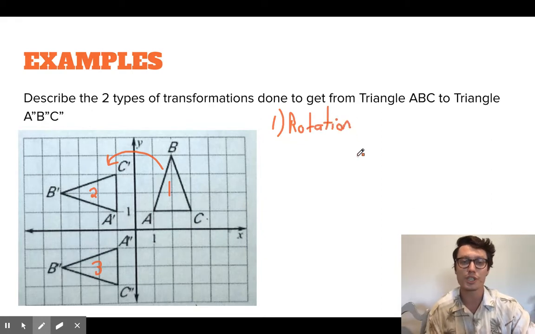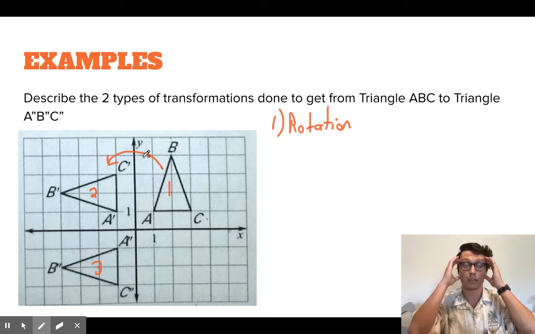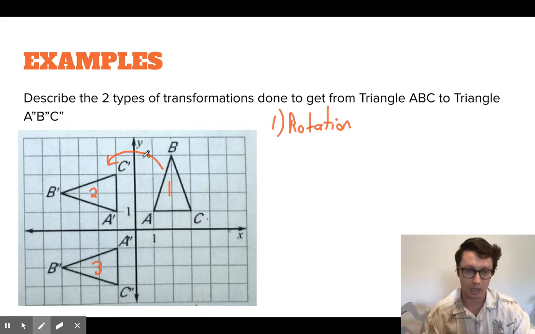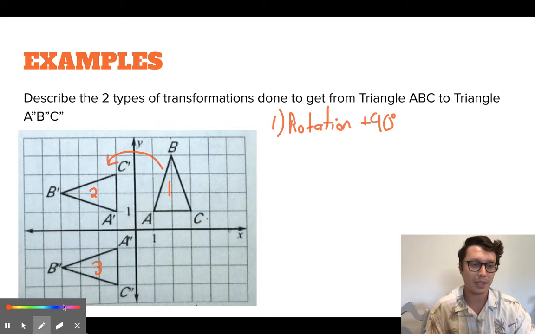How many degrees? Is it positive? Is it negative? Well, we are going counterclockwise. So first you need to think, okay, is counterclockwise positive or negative? Counterclockwise is a positive rotation. And how far did we go? Okay, this is just moving from coordinate 1 to coordinate 2. So that is just a positive 90-degree rotation.